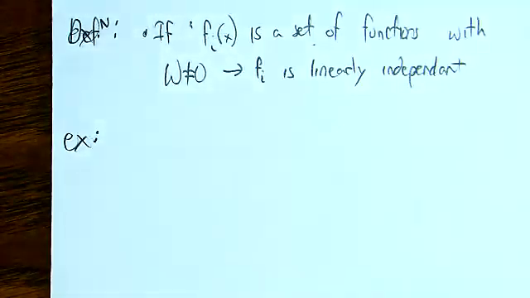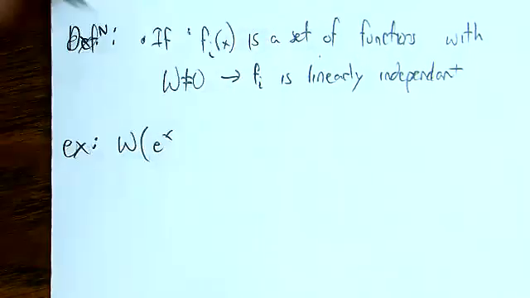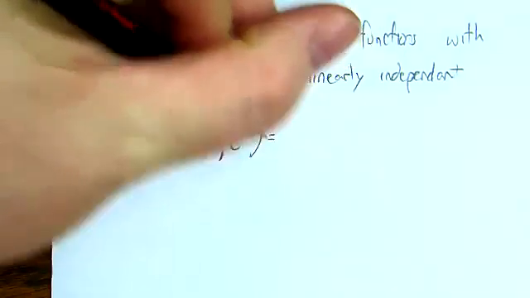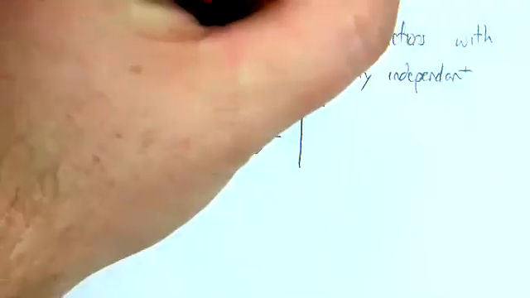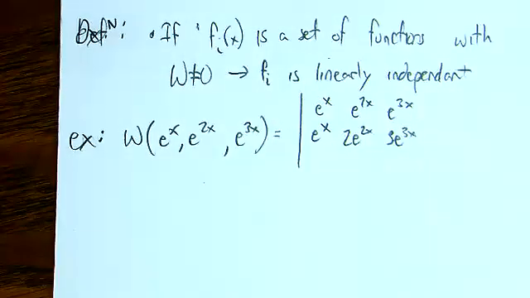All of the examples so far have had 2 functions. So let's calculate the Wronskian of the family of functions e to the x, e to the 2x, e to the 3x. So we have the first row, e to the x, e to the 2x, e to the 3x. The second row is the derivative of that, e to the x, 2e to the 2x, 3e to the 3x. And the third row is e to the x, 4e to the 2x, 9e to the 3x.